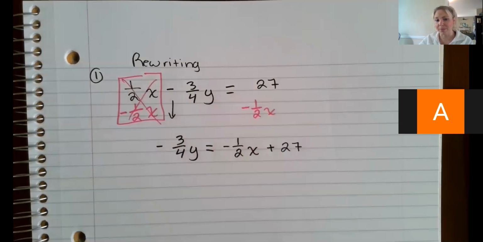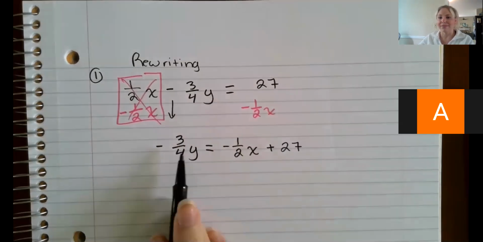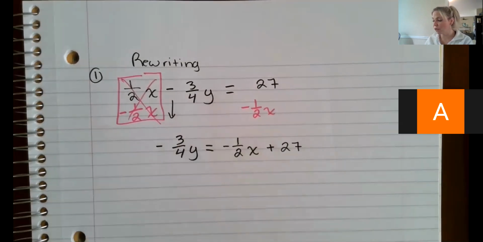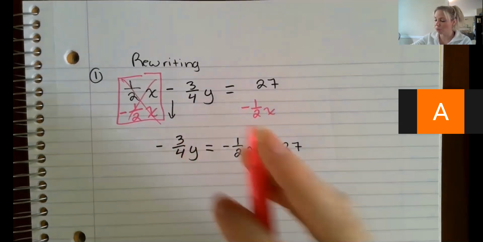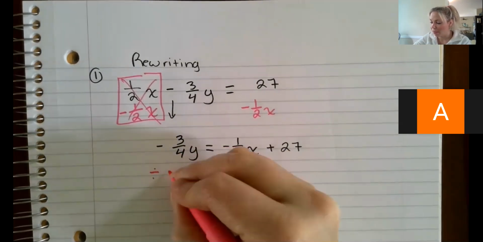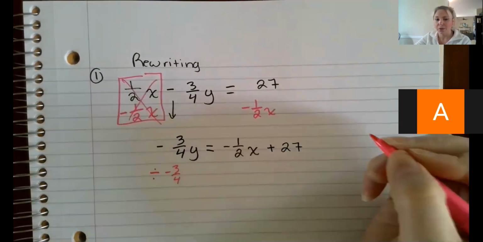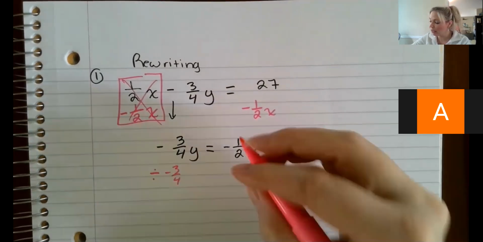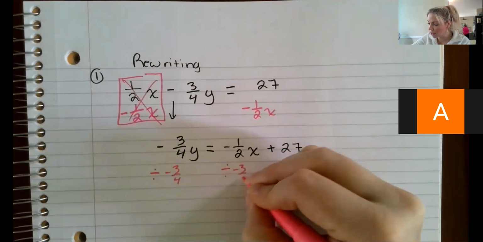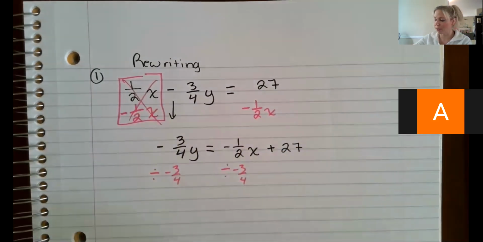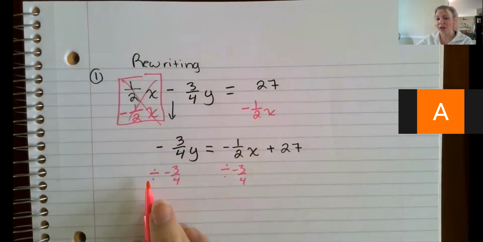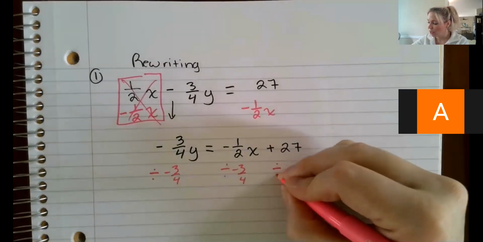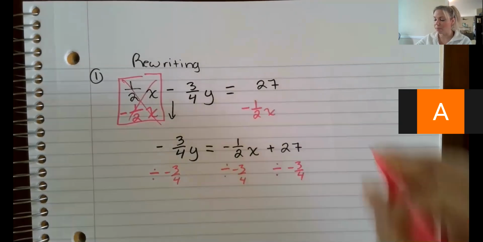Okay, now the next step is to go ahead and get rid of that coefficient that's in front of the y. So the inverse operation of a multiplication problem is to divide by negative 3/4. Now, because it's a fraction, the same idea of dividing by negative 3/4 would be to multiply by that reciprocal. But you have to keep in mind when you're dividing, you divide everything by that value. So I'm going to divide all of these by negative 3/4.